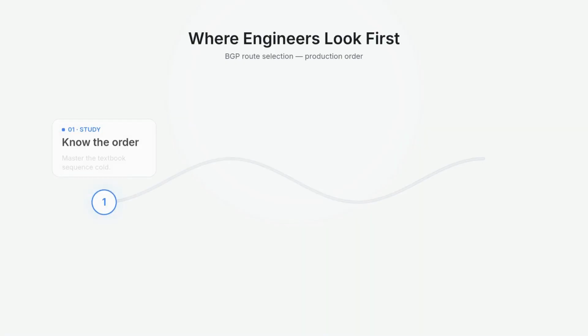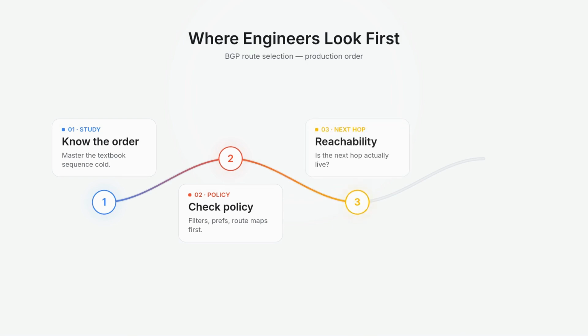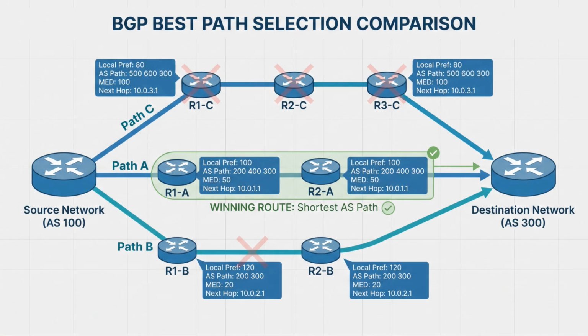And if you are preparing for exams, do both. Know the expected order cold, but also know where engineers in production start looking first, which is usually policy, next hop reachability, and whether the route was even eligible. Once you see best path as controlled comparison rather than magic, BGP feels far less intimidating because every winning route has a reason you can trace.